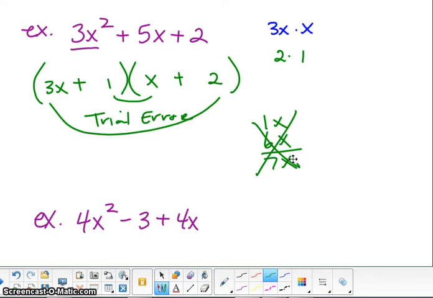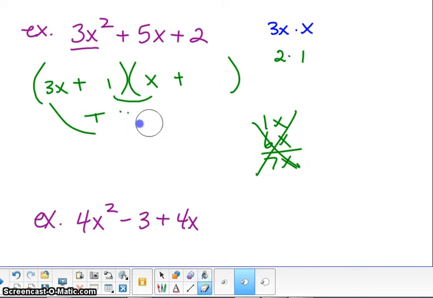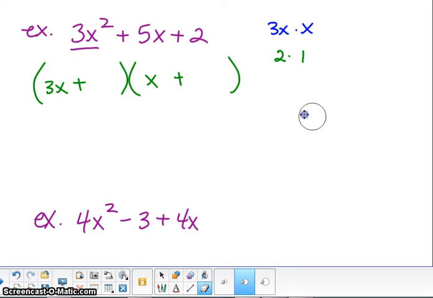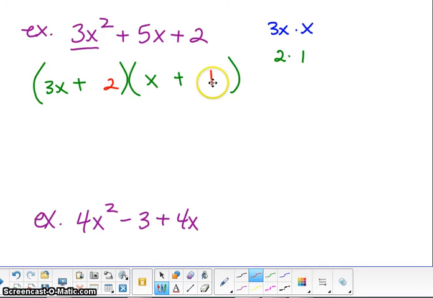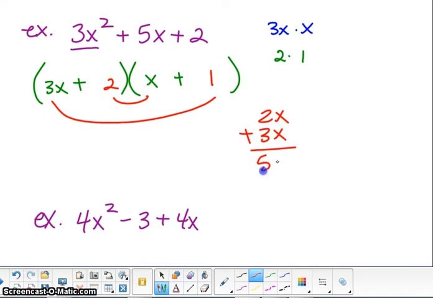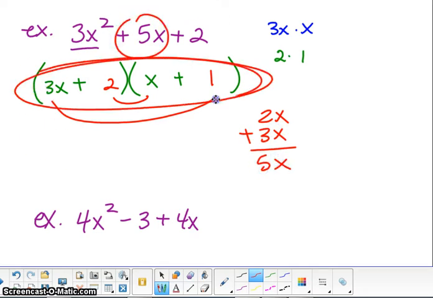So what that means is I'm going to go ahead and erase all that I put in, the 1 and 2, and flip it around and make it 2, 1. Now I'm going to check the insides, I get 2x, and I'm going to check the outsides, and I get 3x. And when I add those together, I get 5x, so I know that I did it correctly. So that right there is going to be my final answer, 3x plus 2 and x plus 1.